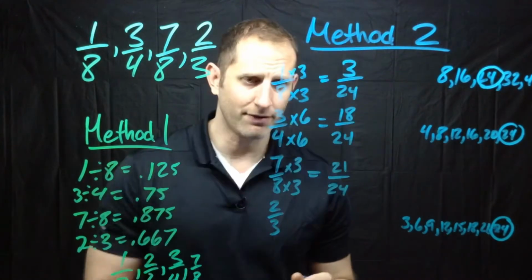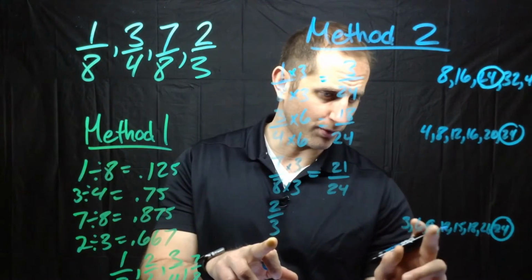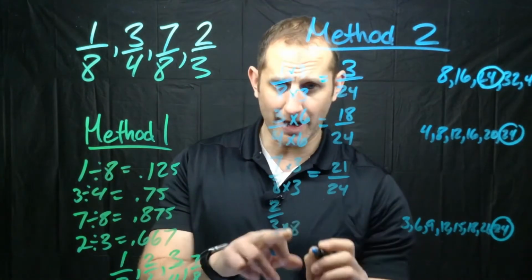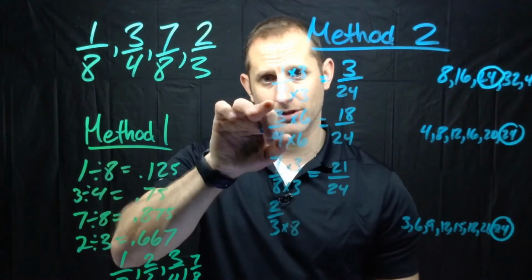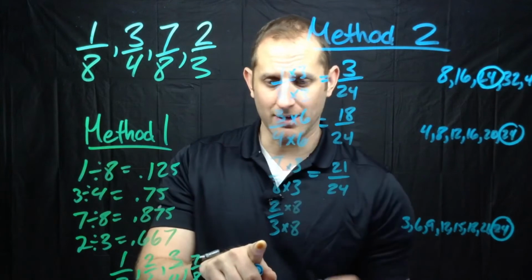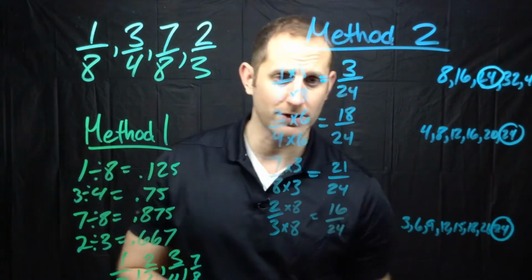And then finally, if I look down here, I've got 3, and if I counted out the numbers 1, 2, 3, 4, 5, 6, 7, 8, I can multiply it by 8. I also could have just flipped this too: 8 times 3, and just flip them. So I multiply this by 8 as well. And that ends up with 16/24ths.